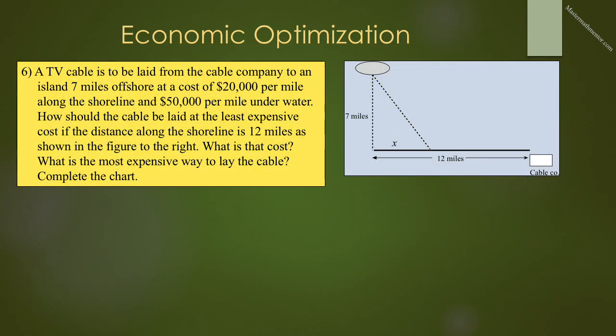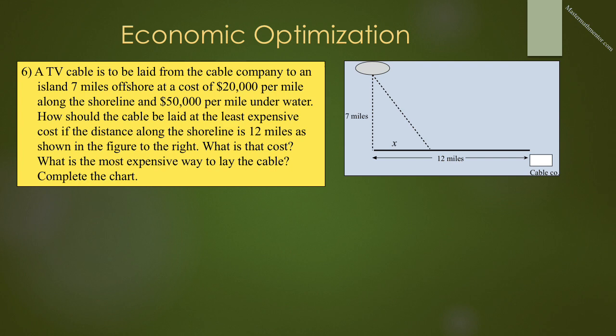Number 6 reads, a TV cable is to be laid from the cable company to an island 7 miles offshore at a cost of $20,000 per mile along the shoreline and $50,000 per mile underwater. How should the cable be laid at the least expensive cost if the distance along the shoreline is 12 miles as shown in the figure to the right? What is that cost? Also, what is the most expensive way to lay the cable?